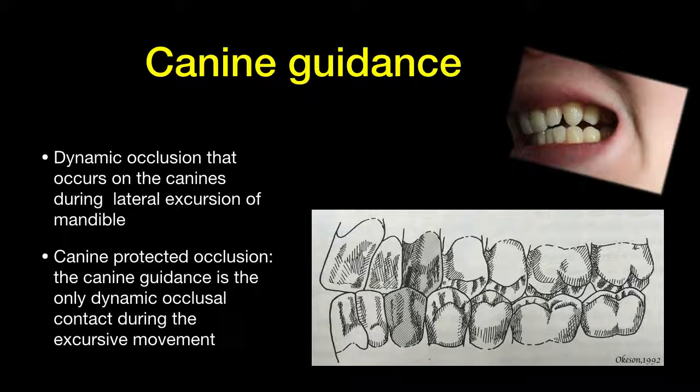Canine guidance. Canine guidance is the dynamic occlusion that occurs on the canines during lateral excursion of the mandible. In canine protected occlusion, the canine guidance is the only dynamic occlusal contact during the excursive movement.